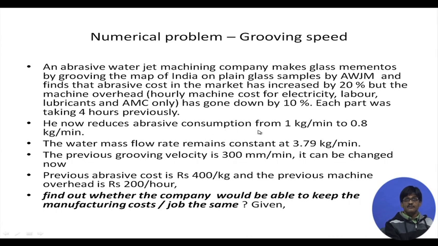Now, the abrasive consumption has changed from 1 kg to 0.8 kgs per minute, and the water flow remains constant at 3.979, and the previous grooving velocity is given and can be changed now, and the previous abrasive cost is 400 per kg, and the previous machine overhead is 200 per hour. Now, the question is, would the company be able to keep the manufacturing costs per job the same? Interesting. Let us see how it can be done.